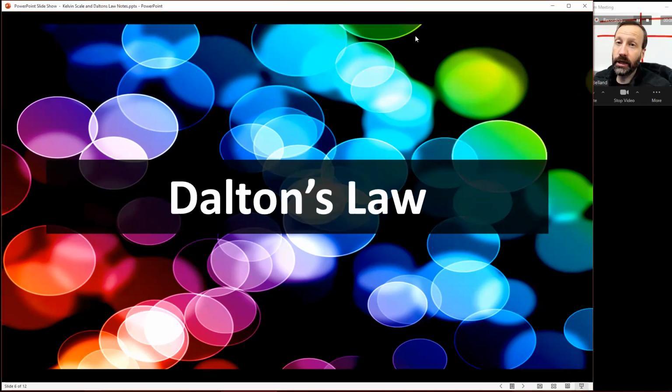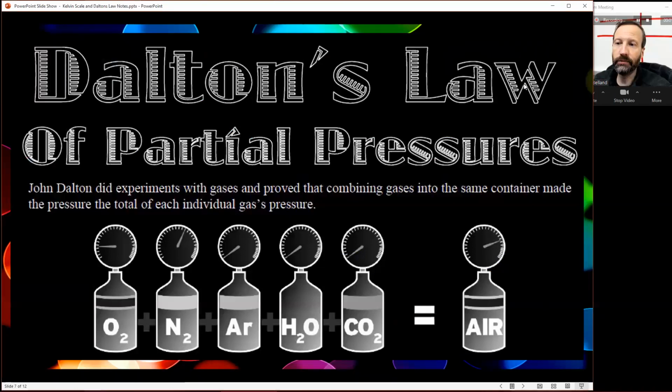But actually, we're not jumping into anything new. We're going to pause a little bit and just review what we did before break when we set a foundation with Kelvin scale and Dalton's law. So we're going to talk briefly about Dalton's law. You have a notes page for Dalton's law to look at. It looks something like this, okay?